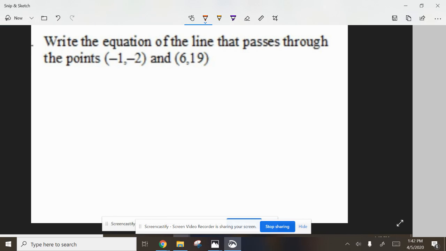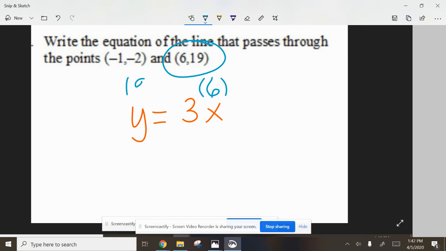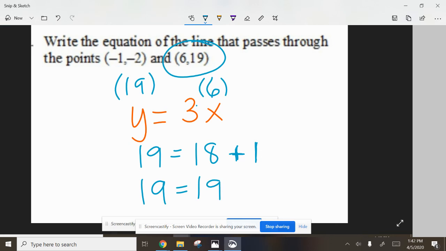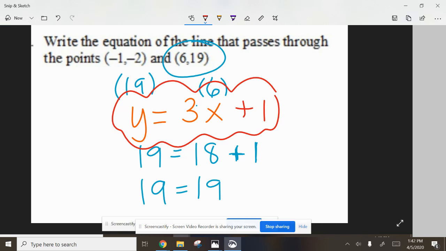Now, y equals 3x. Are we good with that? Now, I'm going to plug in a point. You know what? I'm going to plug in the positive one. That just makes it easier. 6 goes here. 19 goes here. All right? What is 6 times 3? 18. Does 19 equal 18? Only when I add 1. Does 19 equal 19 now? See how we want that true statement? So your final answer would be y equals 3x plus 1. We've done this before.